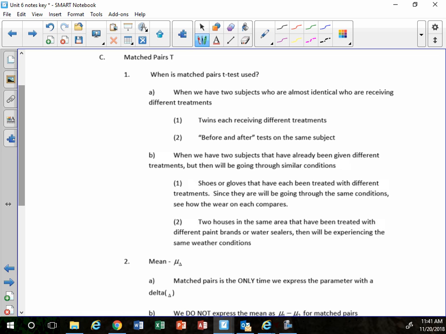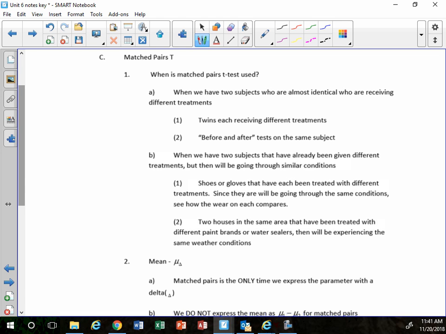All right, guys, when you're ready, let's turn the page to our matched pairs t-test. So guys, it's a t-test. What do you think that means? Okay. And then matched pairs is a very specific type of t-test.